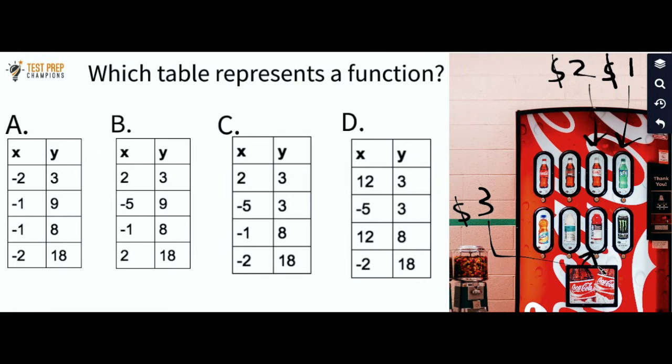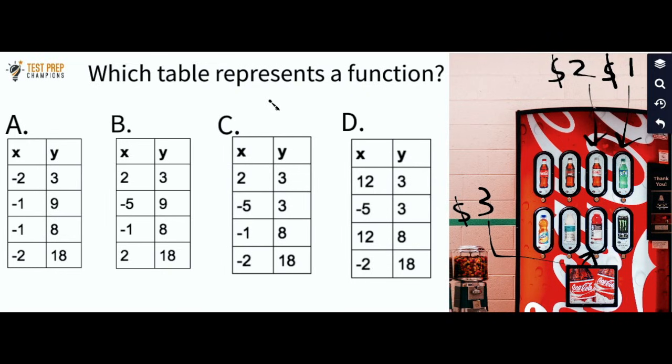And the point here with this imaginary soda machine is that $1 will only ever get you a Sprite. So every time you put $1 into the machine, you're always going to get a Sprite. Same with the $2. $2 will always get you a Diet Coke. You're not going to put in $2 and get a Monster. You're not going to put in $2 and get a water. You're not going to put in $2 and get a vitamin water. $2 will only ever give you a Diet Coke. Okay? So this is a metaphor for what happens with a function in math.